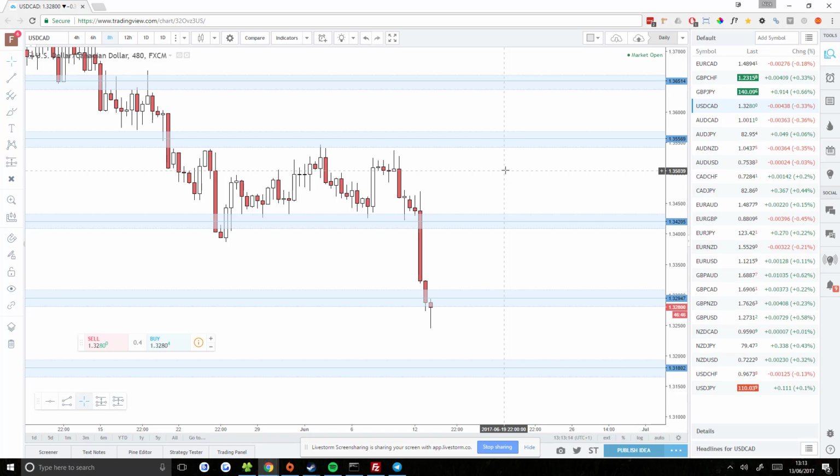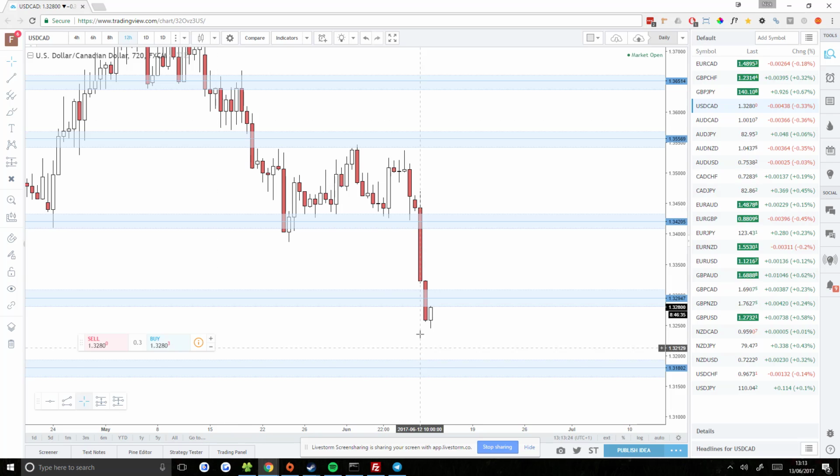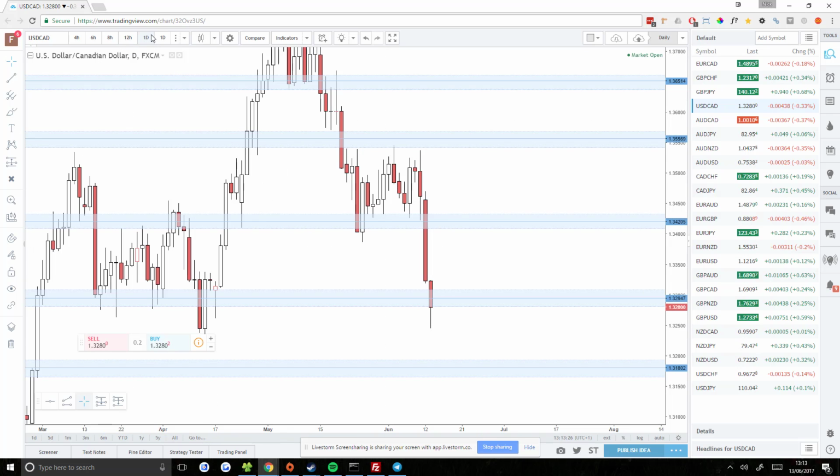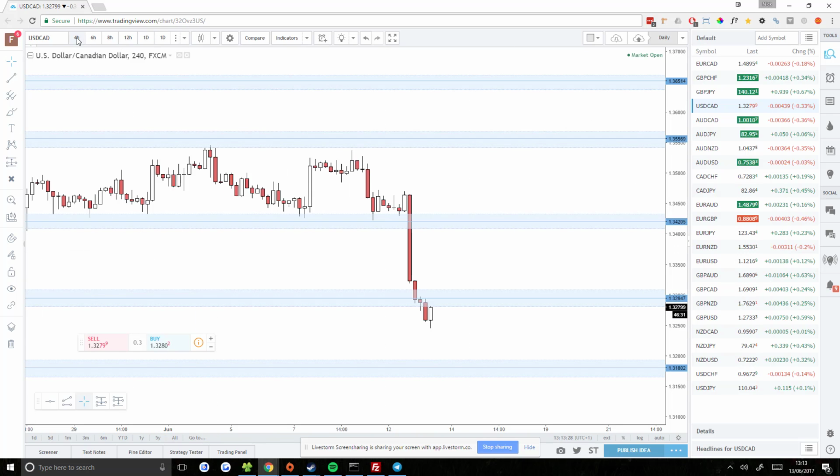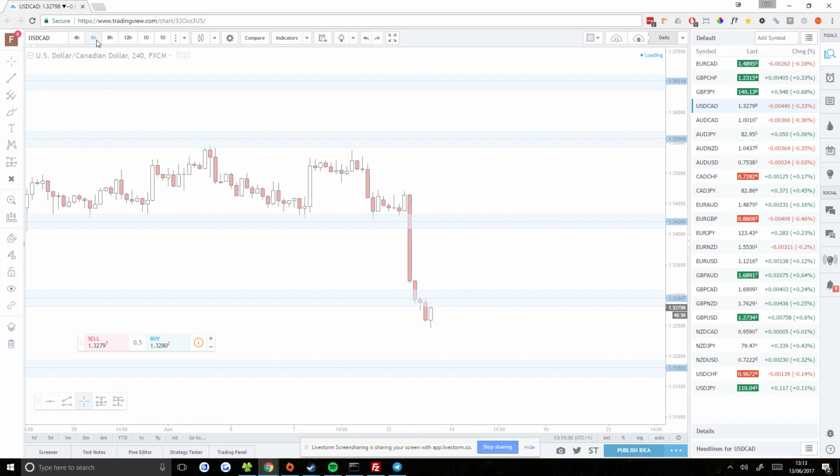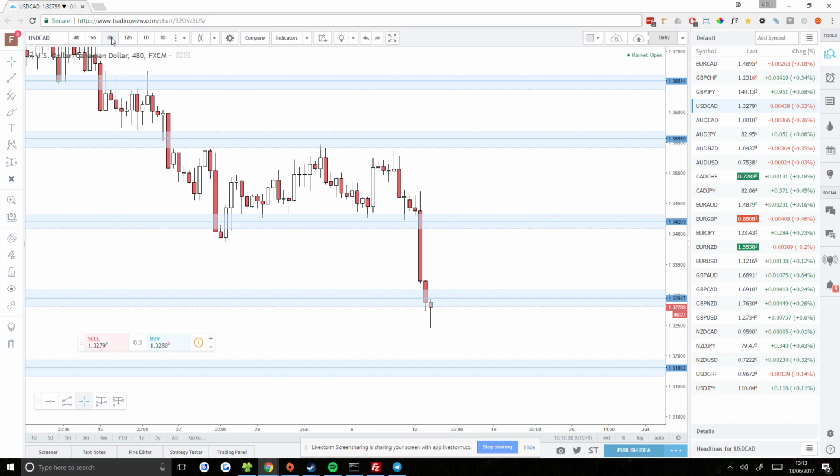USDCAD is a perfect example of why we switch time frames, why we don't focus on a single time frame. On the 8 hour, this looks like a pretty decent reversal setup. On the 12 hour, it does not. On the daily, it does not. On the 4 hour, it does not. On the 6 hour, it does not. So only the 8 hour is where it looks like a good reversal setup.